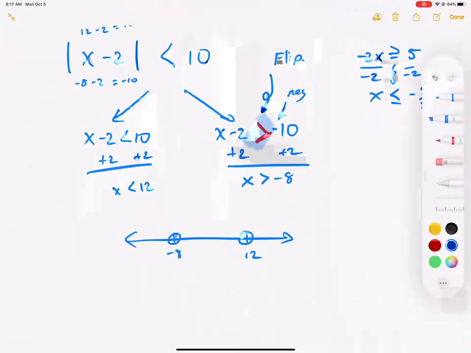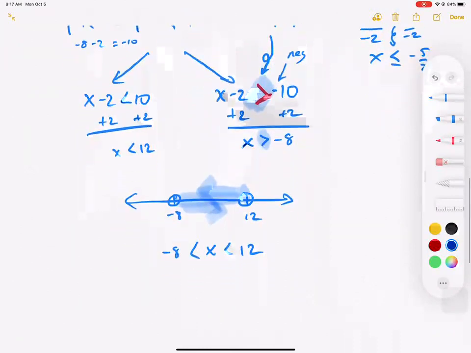Now, do each problem separately. For x less than 12, here's 12. I'm going to be less than it, going to the left. X is greater than negative 8. That's going to be to the right of it. They're going to overlap, aren't they? So x has to be between negative 8 and 12. And I find writing this simple number line does help you put the order of our compound inequality a lot easier.